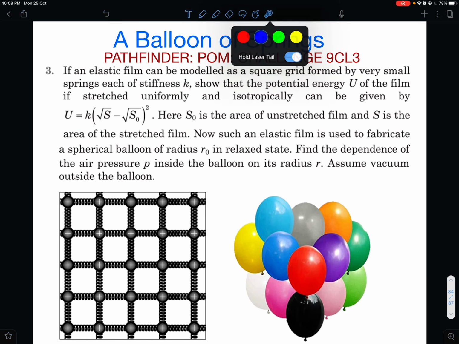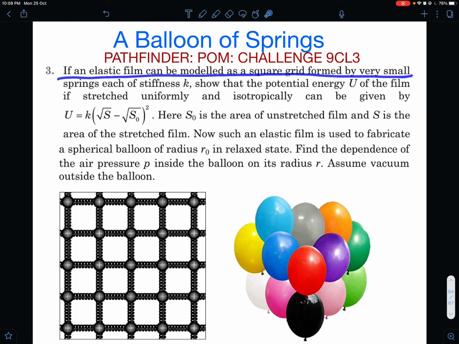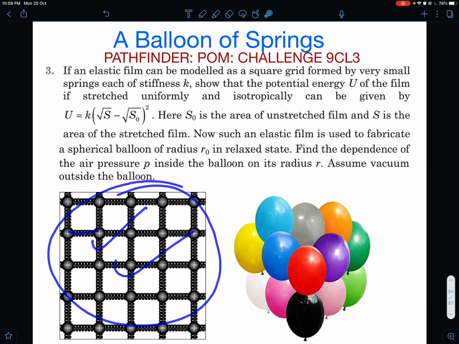So the challenge is that we have an elastic film. An elastic film can be modeled as a square grid formed by very small springs, each of stiffness k. So this is a square grid here, and we can imagine the balloon rubber membrane to be made up of small springs like this. Okay, a square grid.